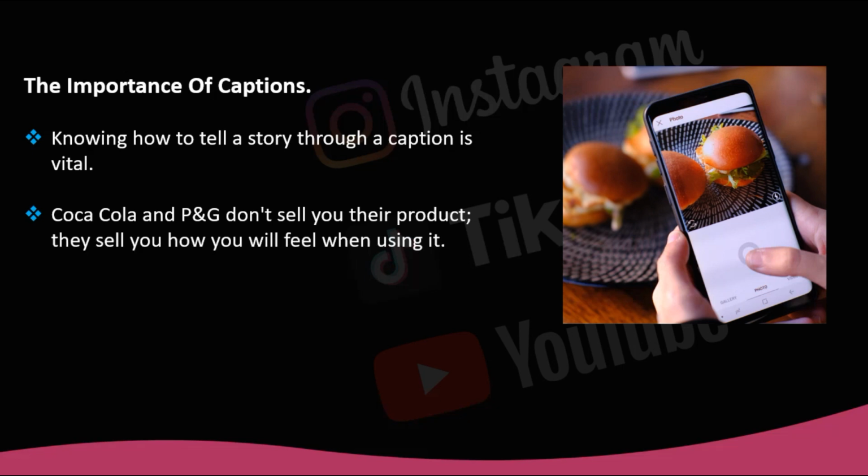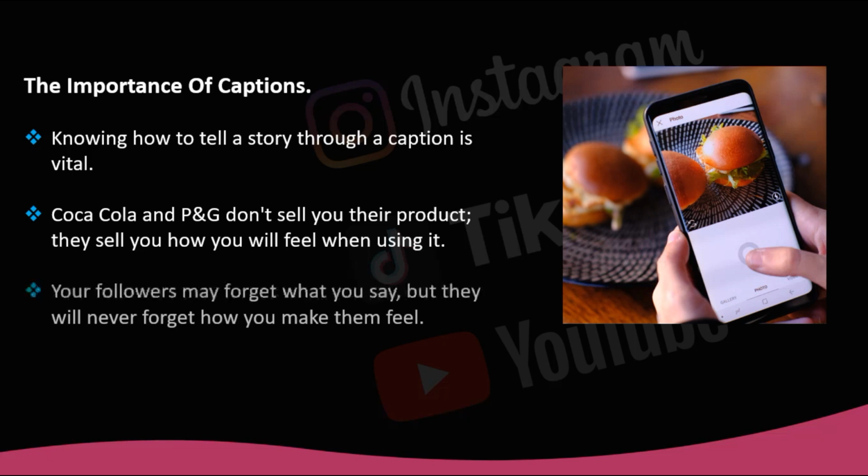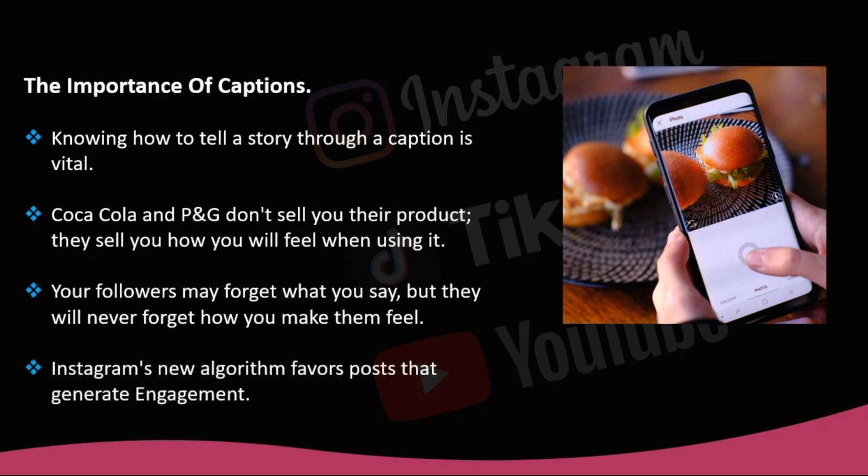Users are tired of being sold products, but they love purchasing emotions. Your followers may forget what you say, but they will never forget how you make them feel. That's why telling a story through a post has become the holy grail of great brands and even influencers today. Instagram's new algorithm favors posts that generate engagement, and therefore, a post that receives a lot of likes and comments will be more likely to reach a larger audience than a post that doesn't call for your followers to participate.